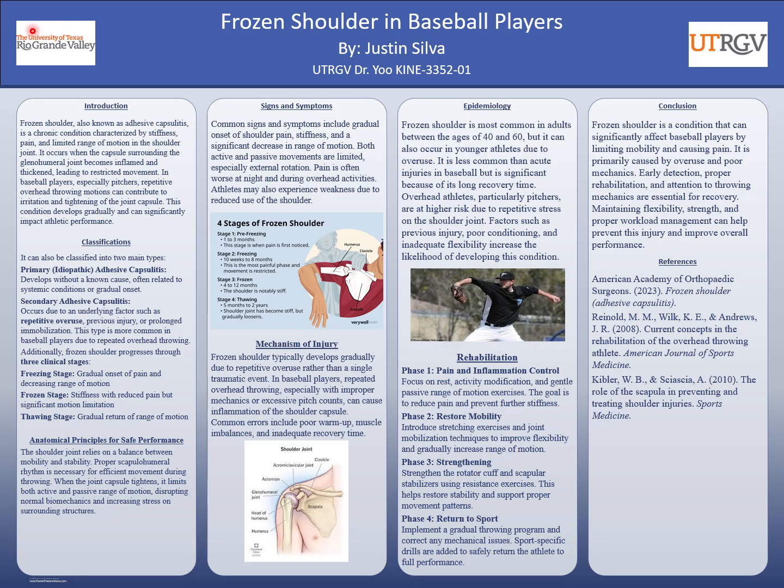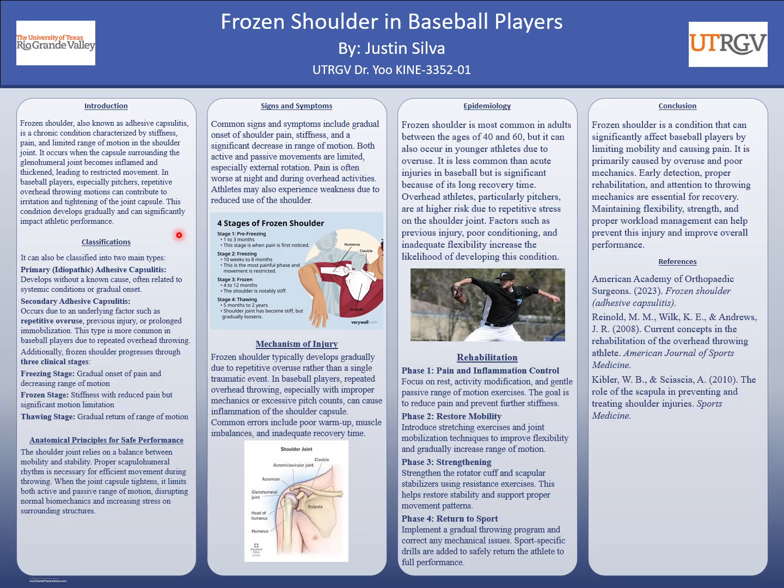Introduction. Frozen shoulder, also known as adhesive capsulitis, is a chronic condition characterized by stiffness, pain, and limited range of motion in the shoulder joint. It occurs when the capsule surrounding the glenohumeral joint becomes inflamed and thickened, leading to restricted movement. In baseball players, especially pitchers, repetitive overhead throwing motions can contribute to irritation and tightening of the joint capsule. This condition develops gradually and can significantly impact athletic performance.